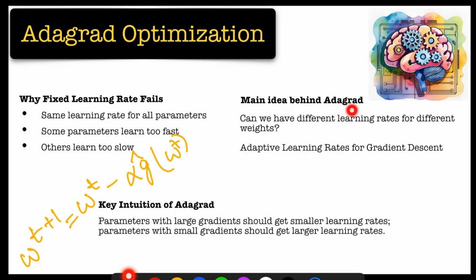So some parameters will learn too fast, but the others will learn too slow for sparse features. So the main idea behind AdaGrad is: can we have different learning rates for different weights? That means adaptive learning rates for gradient descent, so that's why we call it AdaGrad. The key intuition is that parameters with large gradients should get smaller learning rates, and parameters with small gradients should get larger learning rates.